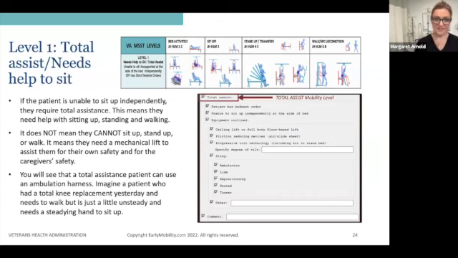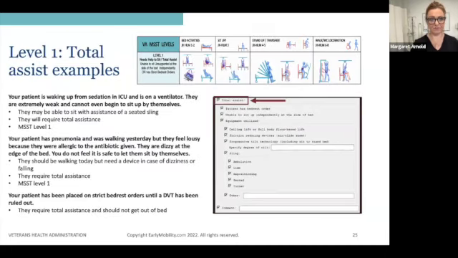You will see that a total assistance patient can still use an ambulation harness. Imagine a patient who had a total knee replacement yesterday and needs to walk, but is just a little unsteady because maybe they've had a really bad night and they need steadying to sit up. So you're going to check the box total assistance if your patient is unable to sit up without help.